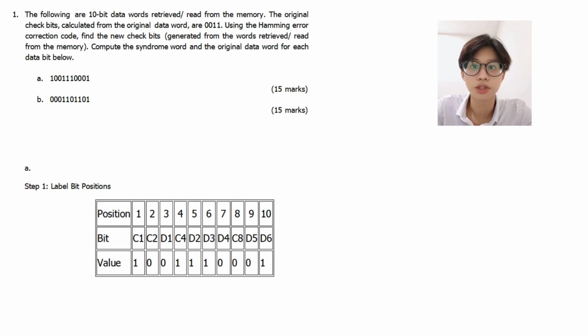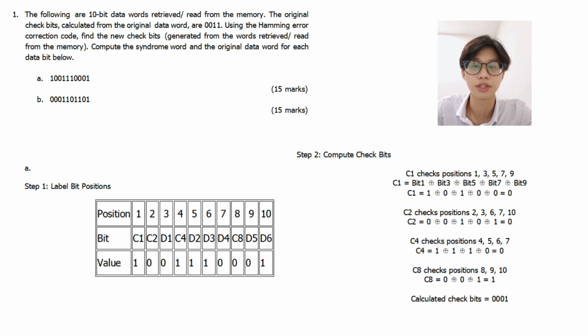The value row shows the actual bit values from the memory word. For example, C1 is 1, D1 is 0, D2 is 1, and so on. Using this table helps us clearly see which bits we need to use to calculate the check bits and which ones are the actual data we want to recover.